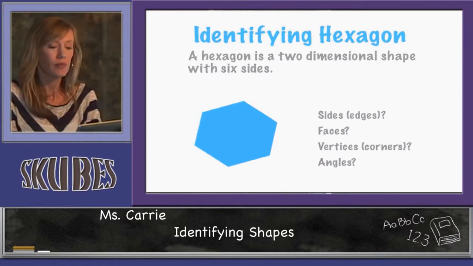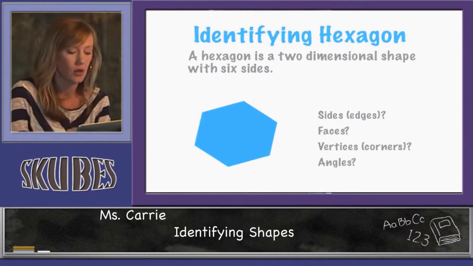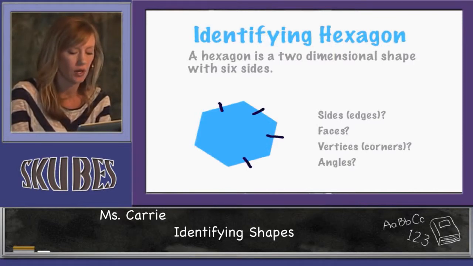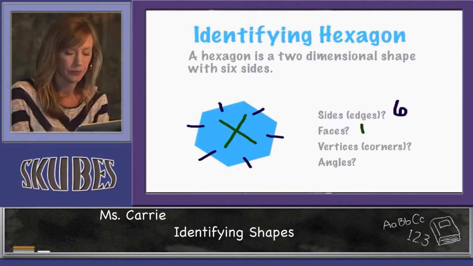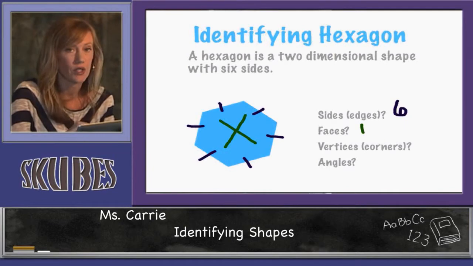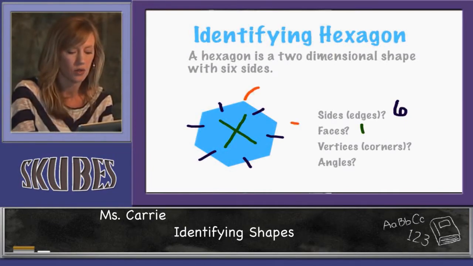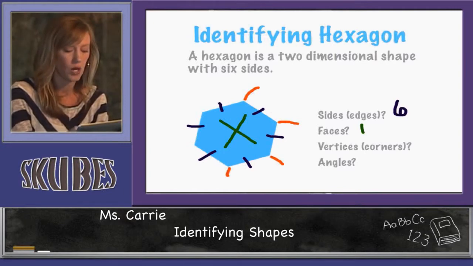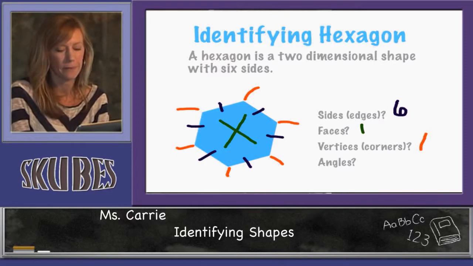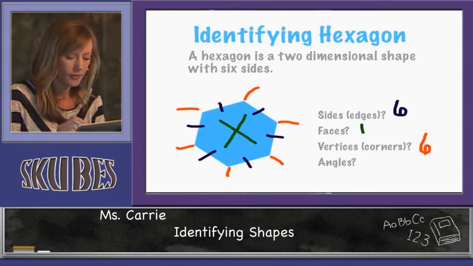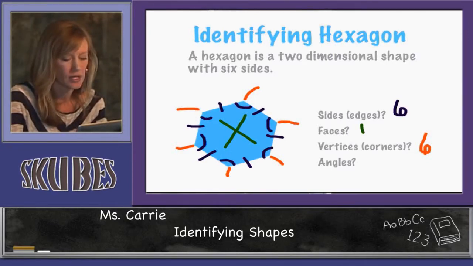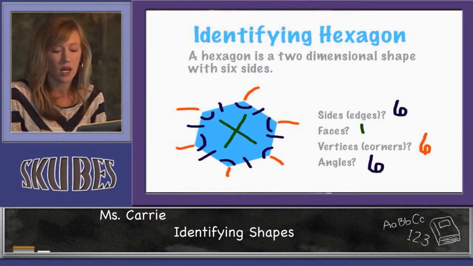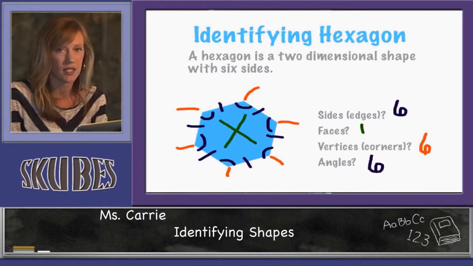Now let's look at a hexagon. A hexagon is a 2-dimensional shape with 6 sides. 1, 2, 3, 4, 5, 6. It only has the one face. I'm going to put a big X on its face. Let's count the vertices or the corners. There's 1, there's 2, there's 3, 4, 5, 6. And angles. 1, 2, 3, 4, 5, 6. So a hexagon has 6 sides, 1 face, 6 vertices, and 6 angles.